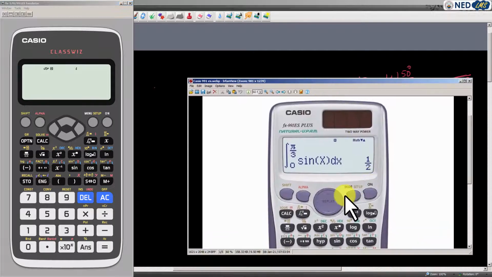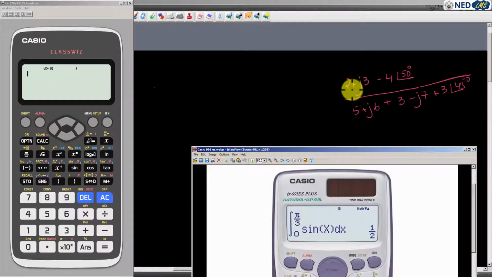Once you select the mode, it will say 1 for normal computation mode, and 2 for complex. So select 2 for complex in this calculator. So this is in complex mode. It contains the symbol i here. So I need to enter this expression.